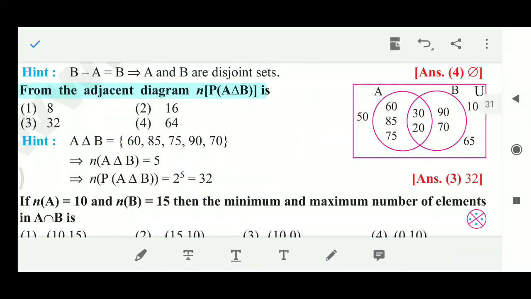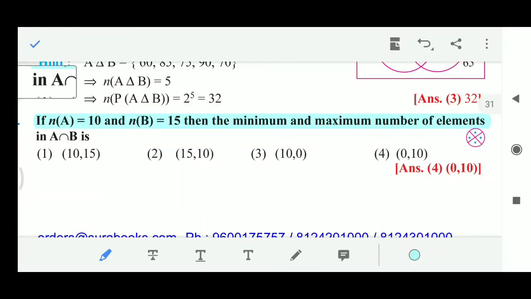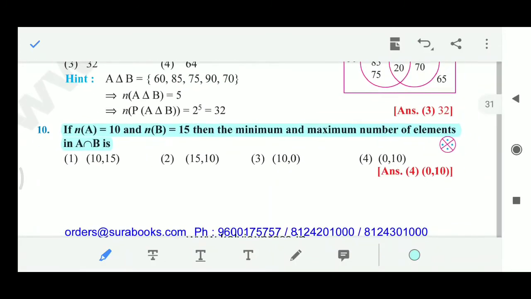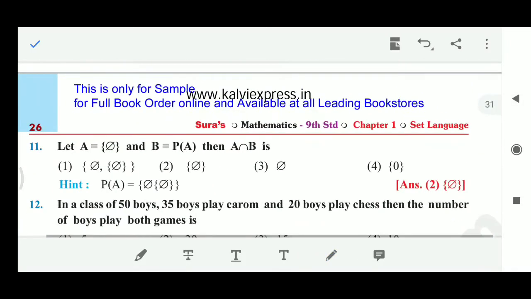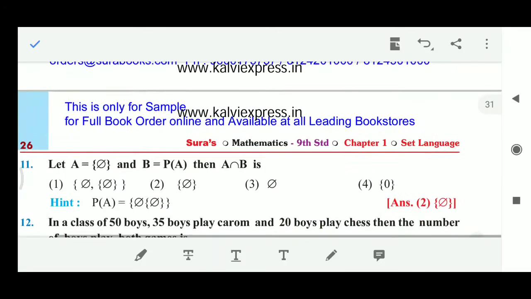The next sum: if n of A is equal to 10 and n of B is equal to 15, then find the minimum and the maximum number of elements in A intersection B. The minimum number of elements is 0. That means if A and B are disjoint, they don't have any common element, then the intersection is 0. Next, to find the maximum number of elements, the minimum of 10 and 15 is the answer. So the answer is 10. So totally 0, 10 is the option.